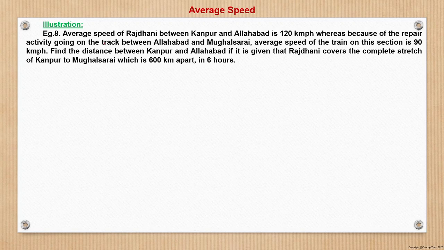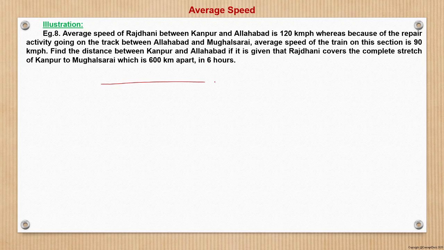Now see, it is said that the average speed of Rajdhani between Kanpur and Allahabad is 120 km per hour, whereas because of the repair activity going on the track between Allahabad and Mughalsarai, the average speed of the train on this section is 90 km per hour. Find the distance between Kanpur and Allahabad if it is given that Rajdhani covers the complete stretch of Kanpur to Mughalsarai, which is 600 km apart, in 6 hours.